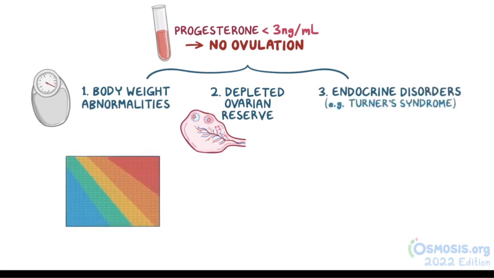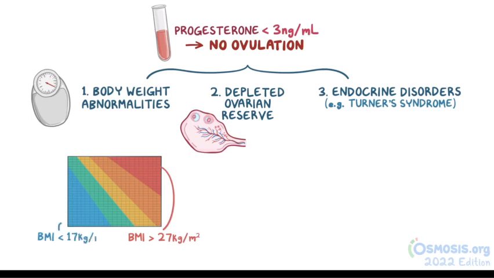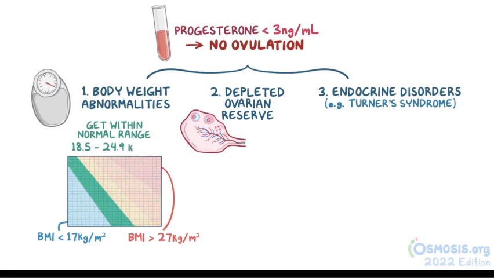First, weight-wise, both too high, meaning a body mass index greater than 27 kilograms per meter squared, and too low, meaning less than 17 kilograms per meter squared, can interfere with ovulation. So the first step can be to help a person get within the normal weight range, between 18.5 and 24.9 kilograms per meter squared, and that alone can restore ovulation and improve fertility.